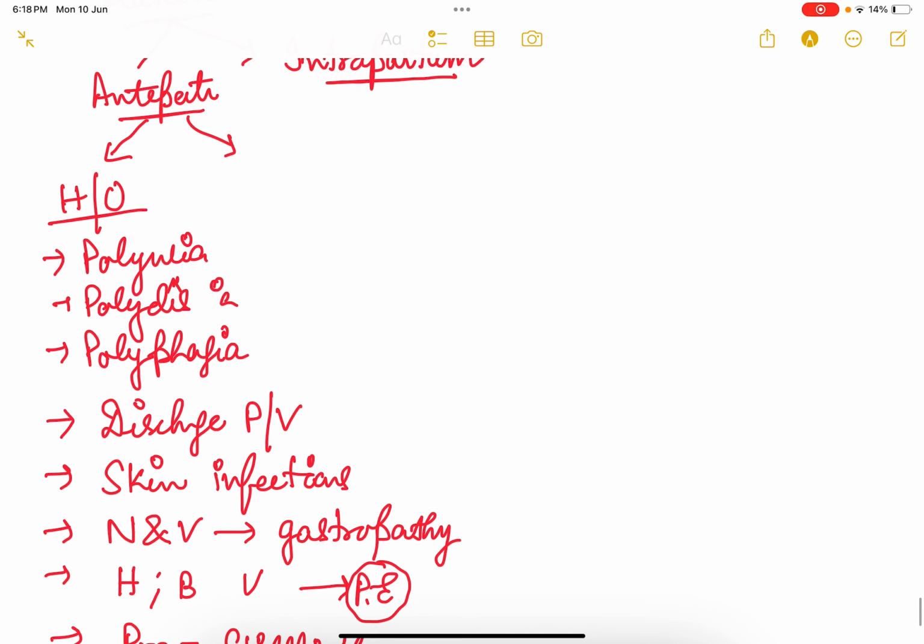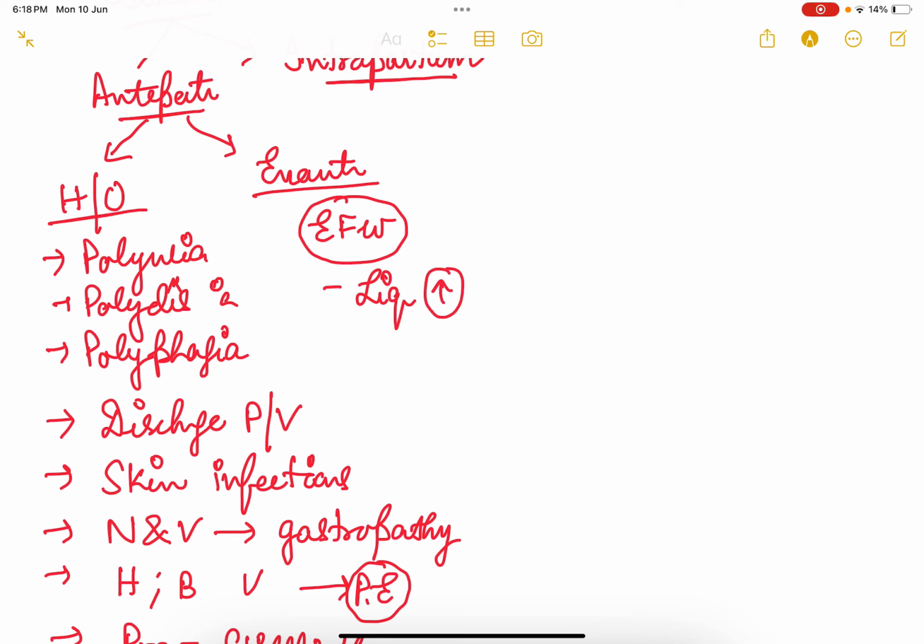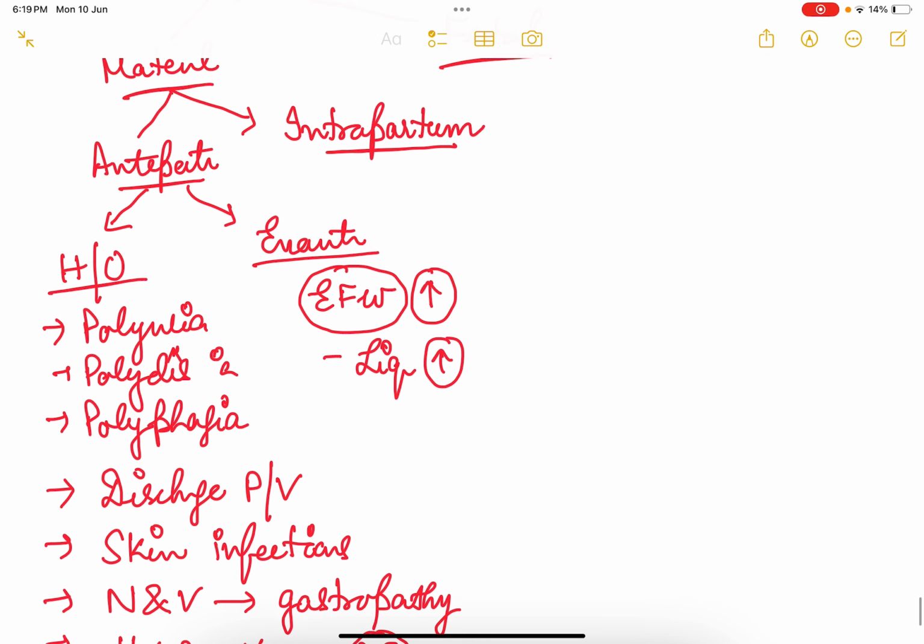Then coming to examination. In examination of a diabetic patient, you always try to look for the estimated fetal weight. So by per abdomen you try to estimate the fetal weight, and also look for the liquor. If the liquor is very much increased, if it is polyhydramnios, or the baby is very large for the period of gestation, that is macrosomic, then apart from ruling out multifetal pregnancy, if it is not a twin pregnancy, then chances of macrosomia are high. So these are the examinations that you do.